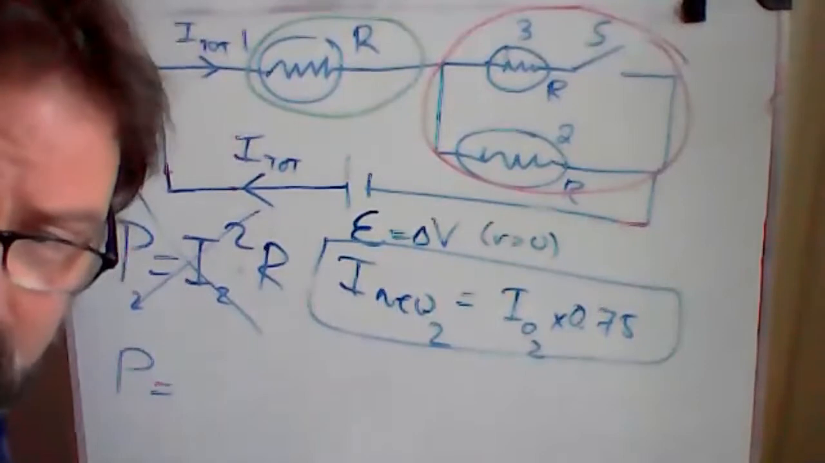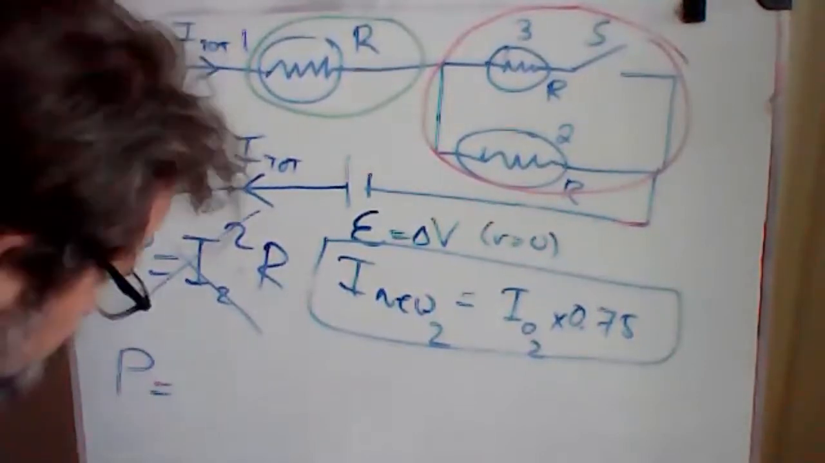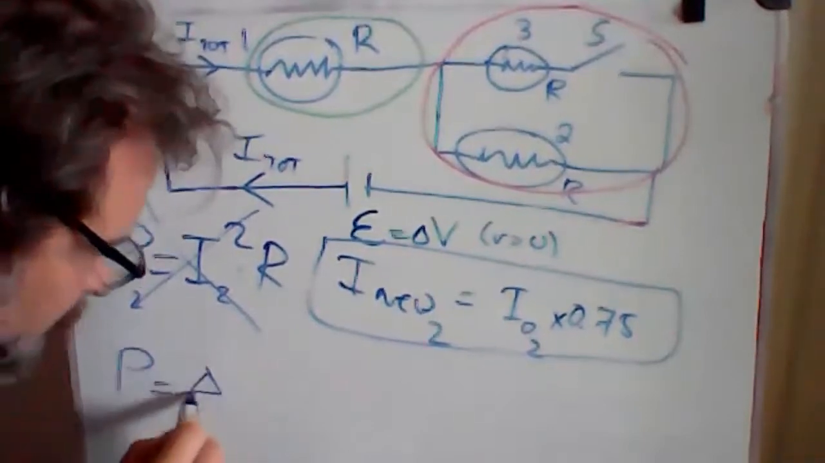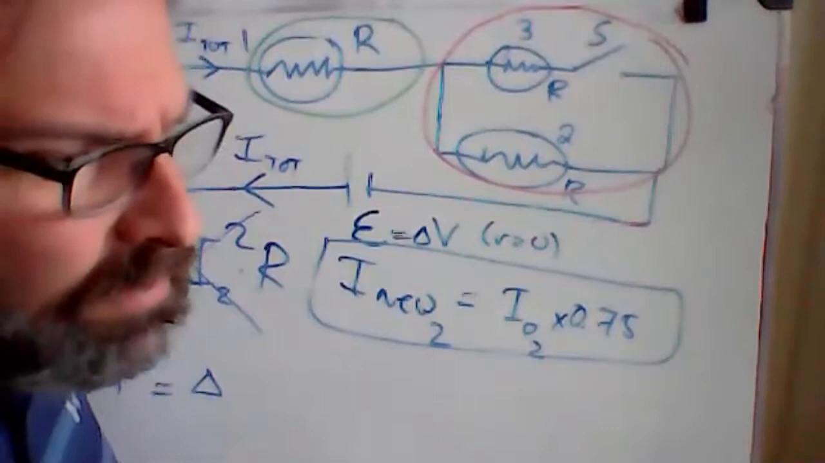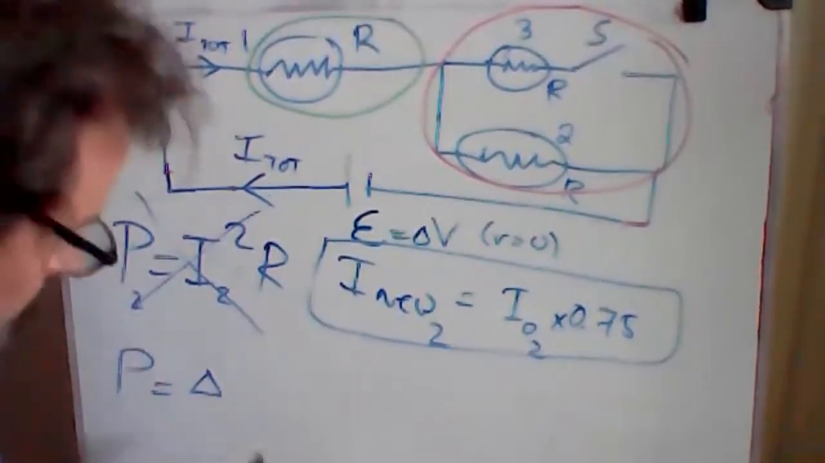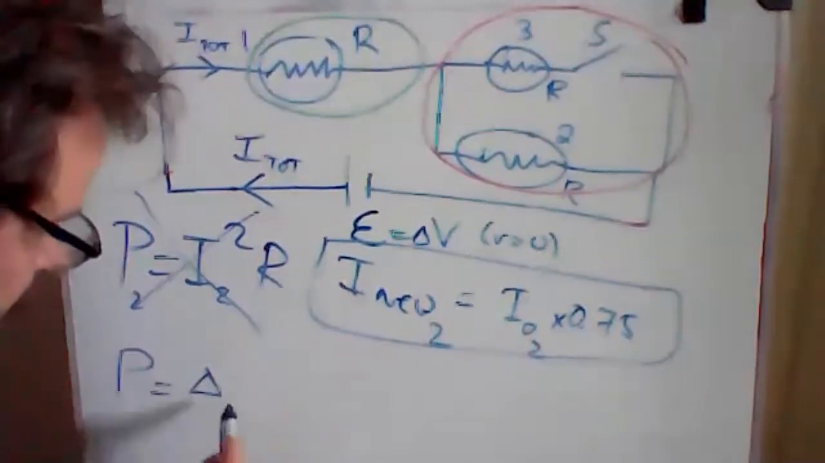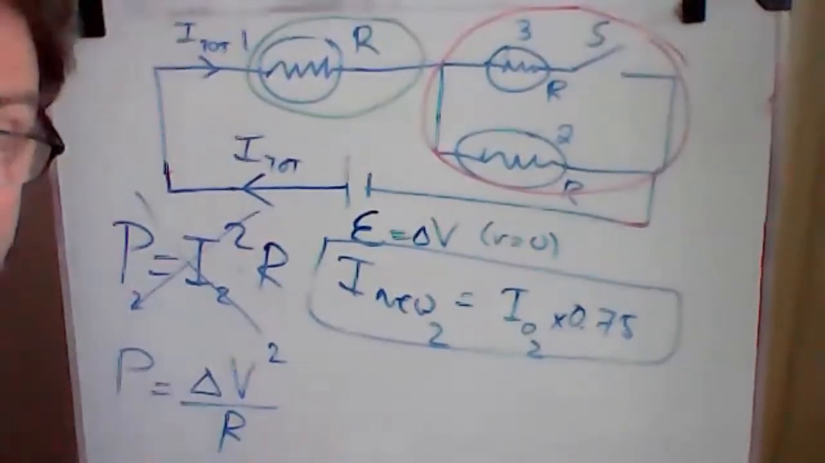Are you guys being shy? Are you guys still there? Did I lose you? We're here. Delta V over R. So delta V squared over R, correct. So delta V squared over R.